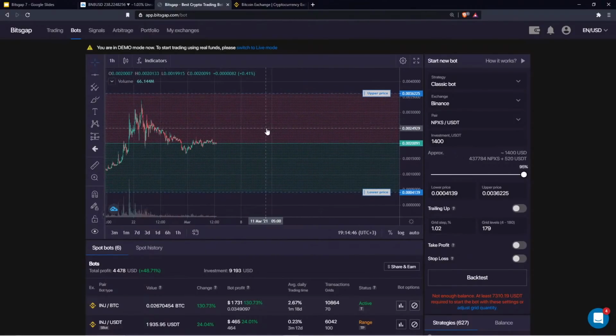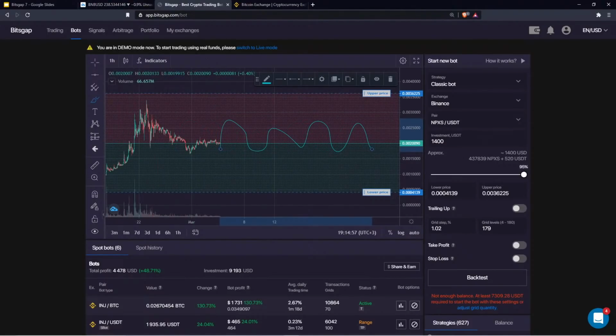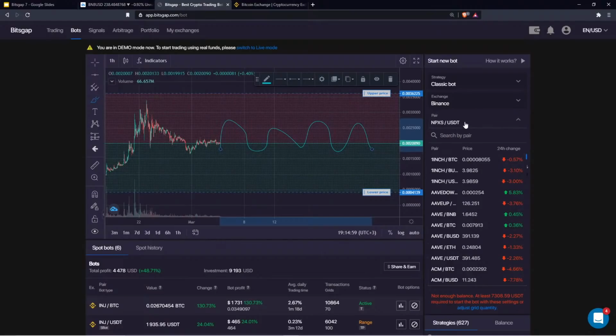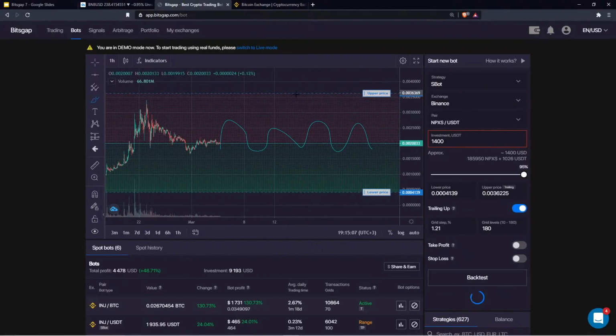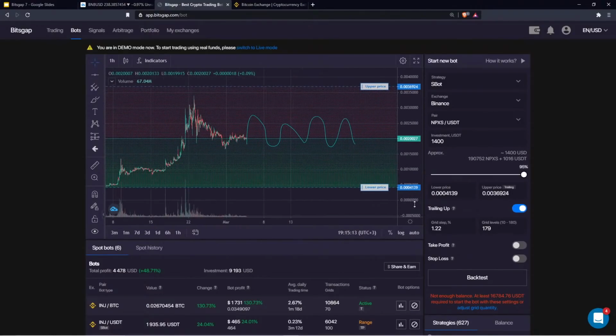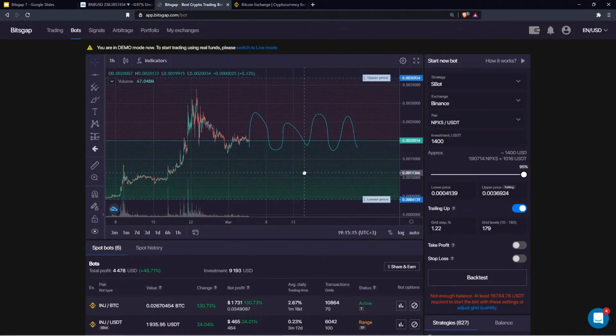Okay, so let's assume that you've made your sound research and you expect the market to move like this from the current point. So you expect that NPXS right now is in the distribution mode. So you know that in the distribution mode, you stick with the S-bot strategy. So now you need to set the upper price and lower price, which will define your trading range within which the bot is going to trade.